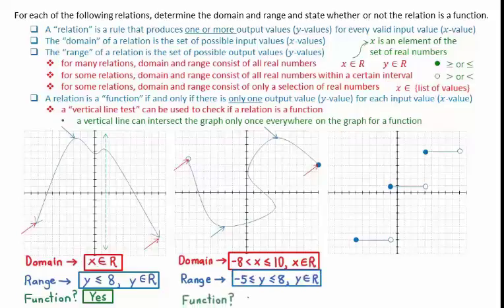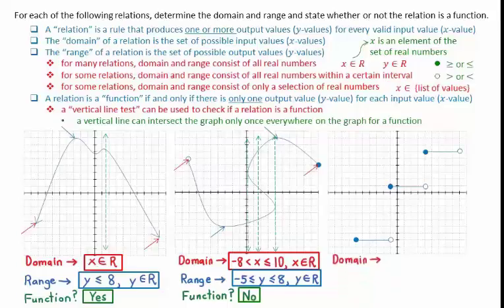Is this relation a function? Taking a look at vertical lines, note that vertical lines anywhere between about x equals 0 and x equals 4 will cross the graph more than once. This means that for a single input value, there is more than one possible output value. This means that this is not a function. Now on to the third graph.